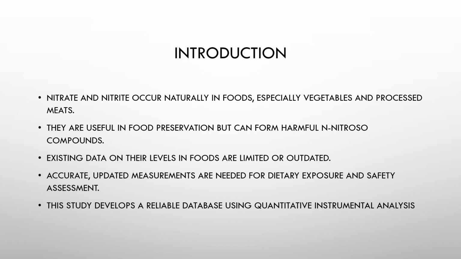Introduction. Nitrate and nitrite are naturally occurring compounds found in vegetables, processed meats, and other foods. While they play important roles in food preservation and human physiology, excessive intake can contribute to the formation of harmful N-nitroso compounds. Accurate data on their levels in commonly consumed foods are limited, outdated, or inconsistent, making it difficult to assess dietary exposure and potential health risks.